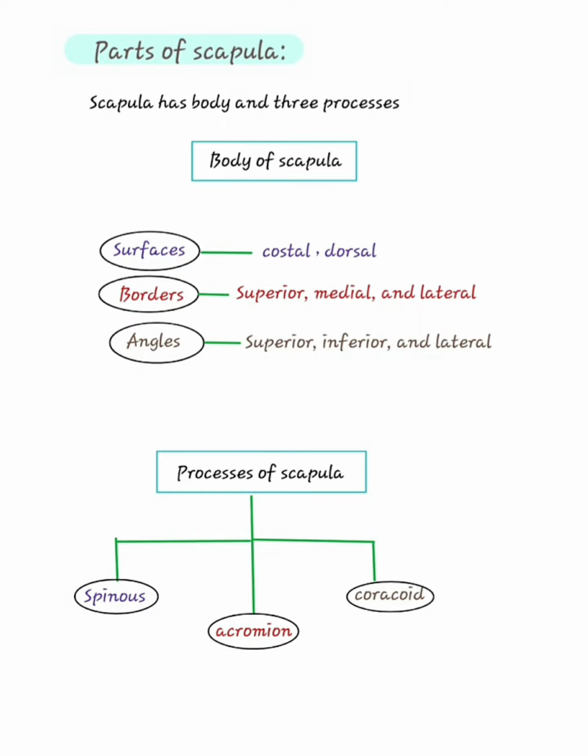Parts of scapula. Scapula has a body and three processes. Body of scapula has two surfaces, costal surface and dorsal surface; three borders, superior border, medial border and lateral border; and three angles, superior angle, inferior angle and lateral angle. Processes of scapula: spinous process, acromion process, coracoid process.